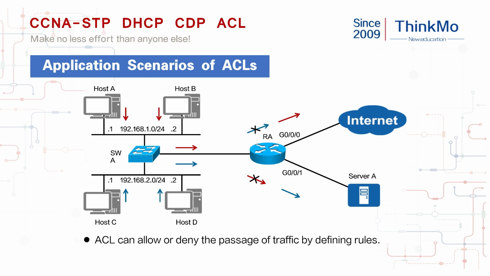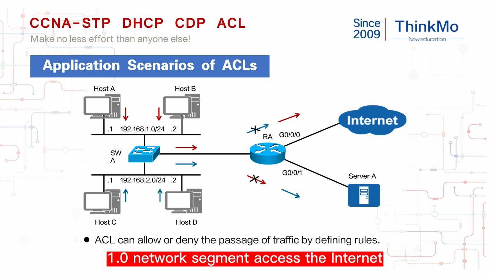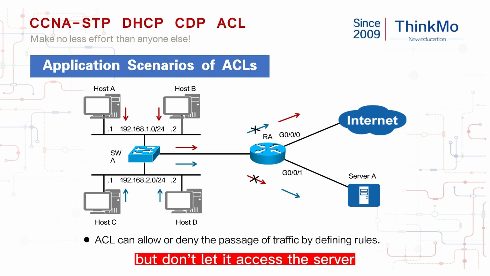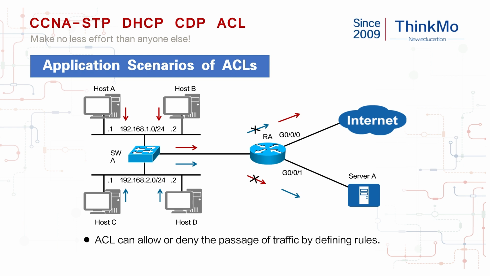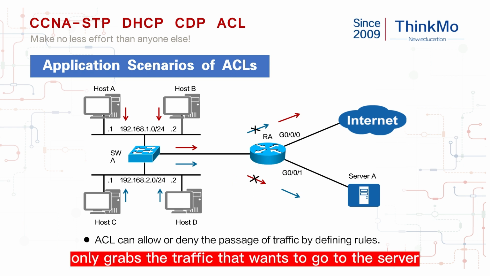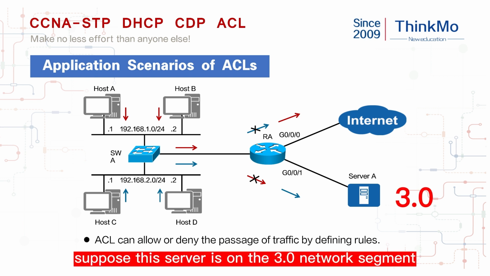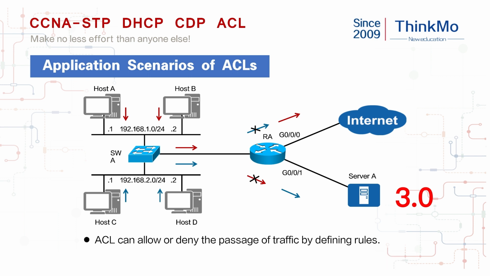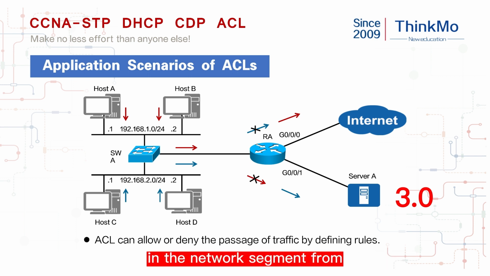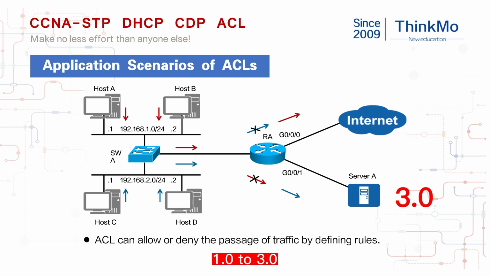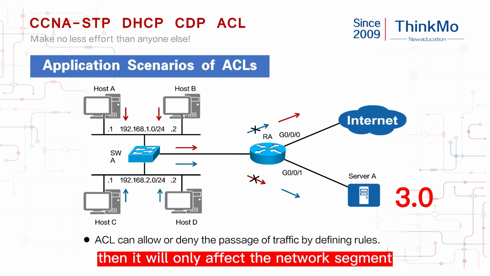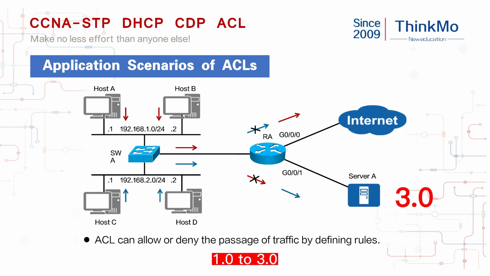For example, now I hope to let this 1.0 network segment access the internet, but not let it access the server. There are two options. The first one only grabs the traffic that wants to go to the server. Then just kill that traffic. Suppose this server is on the 3.0 network segment. What I need to grab is the data from the 1.0 network segment to 3.0. Then kill it under this interface. Then it will only affect the traffic from 1.0 to 3.0. It can't access the server.